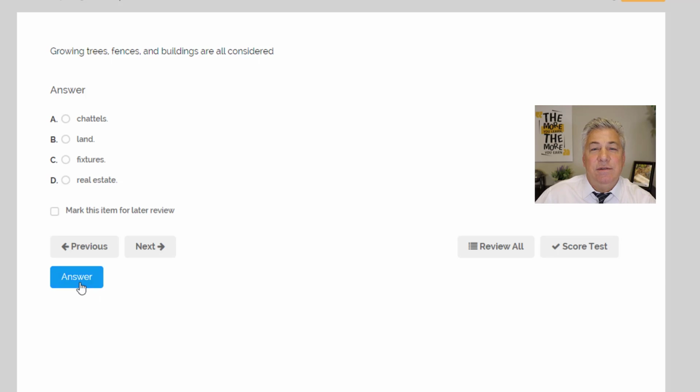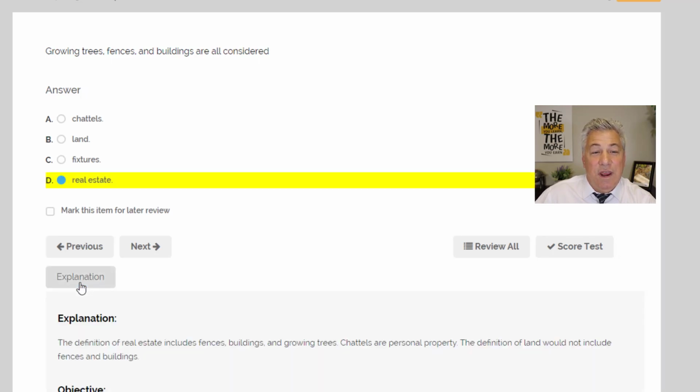And your answer is real estate. Growing trees, fences, and buildings. Growing trees are natural components, but fences and buildings are man-made items. Land is the natural components. Real estate is the natural components plus the man-made items. With the fences and buildings, that makes this the definition of real estate.